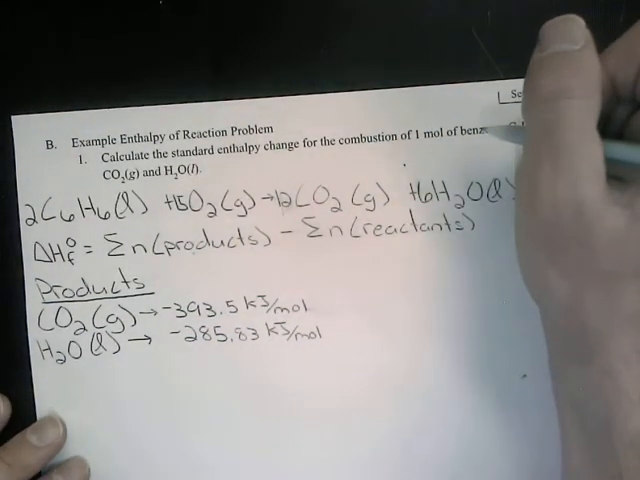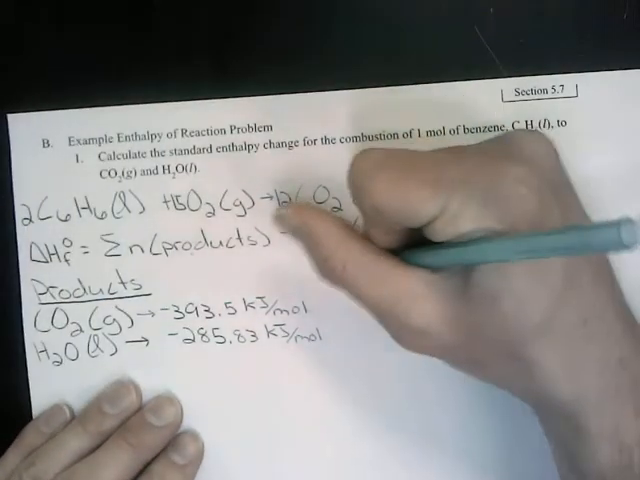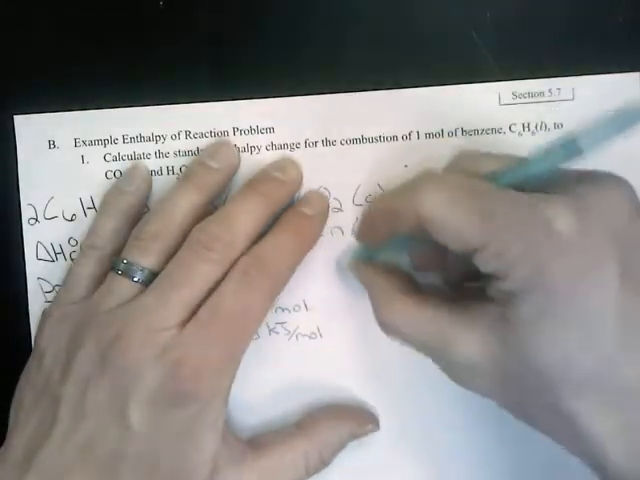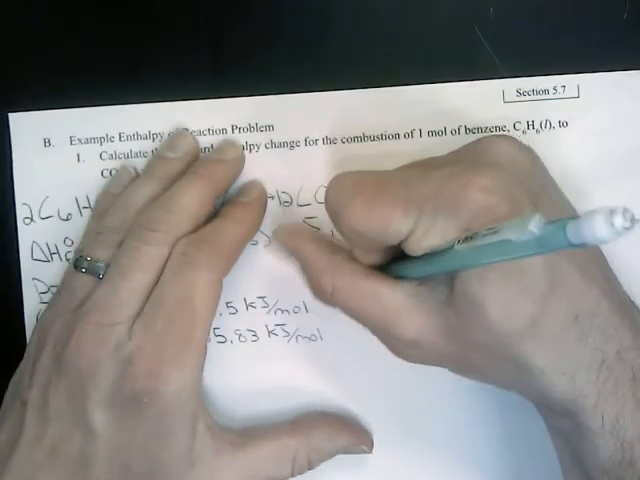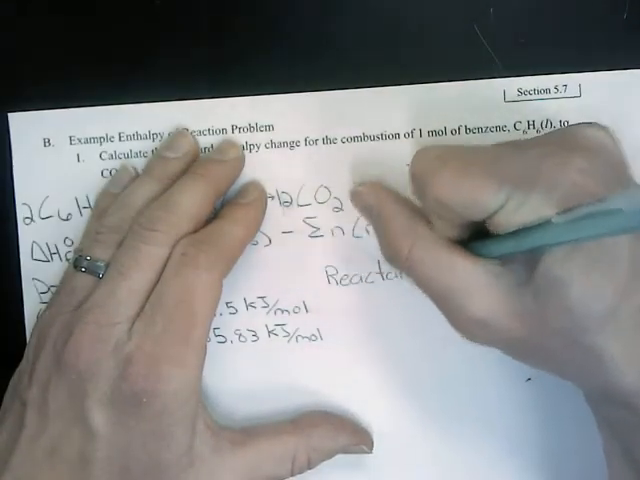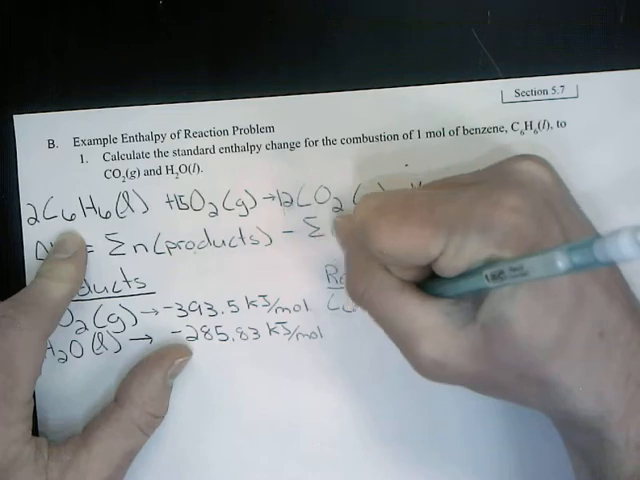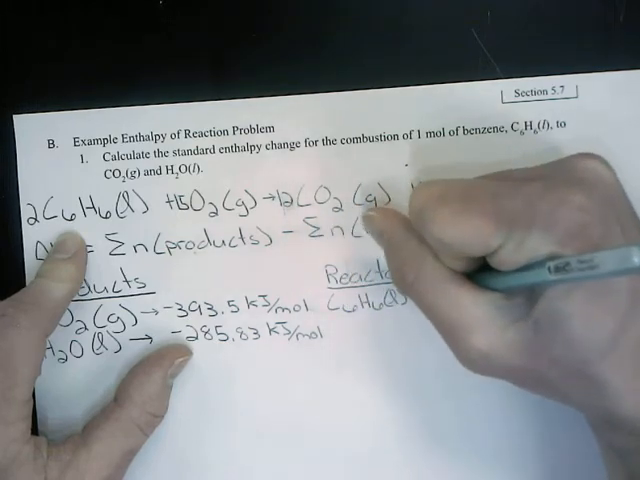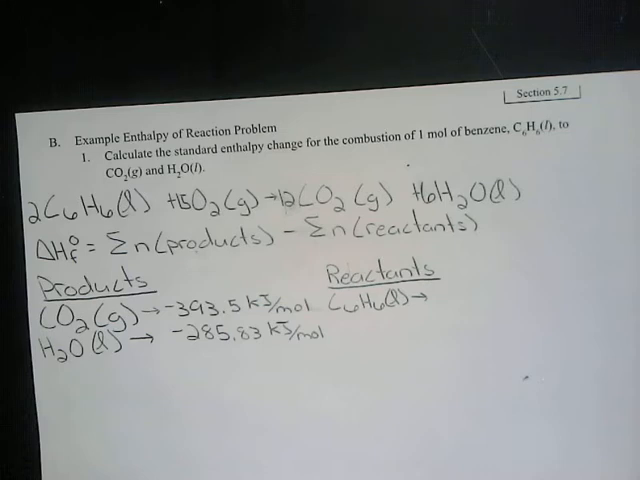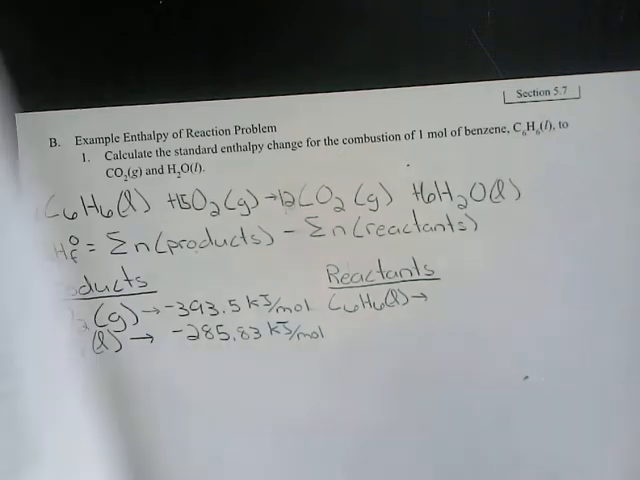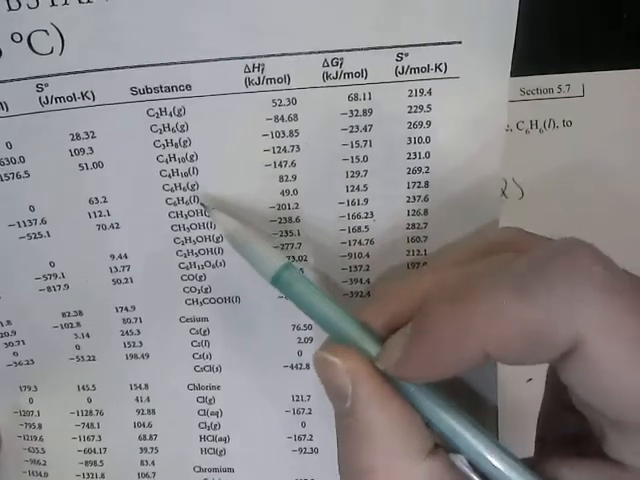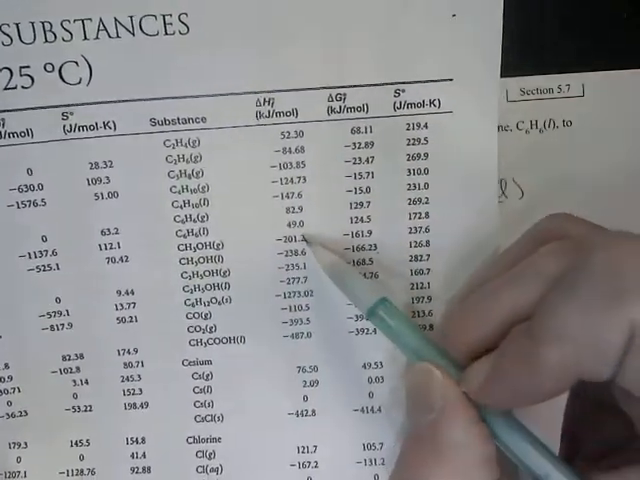Now, on the flip side here, we have our reactants. And I'm going to squeeze this over real tight here because we're going to need some space. And so our reactants, we start out with C6H6 as a liquid. States of matter. And what we do here is go to our Appendix C. We look under carbon because that's the first element listed. And we find C6H6 as a liquid has a value of 49.0 kilojoules per mole.